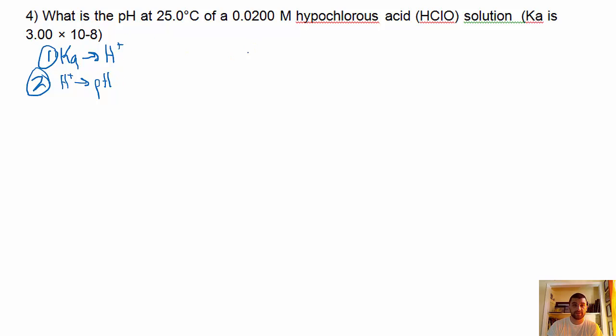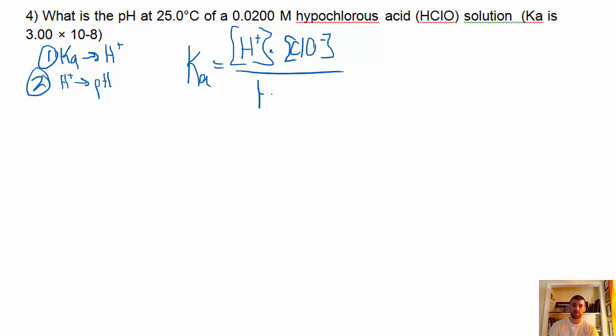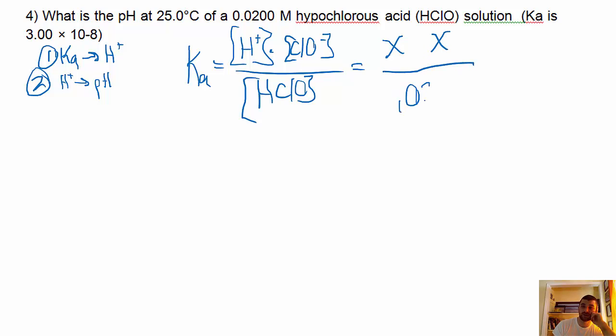All right, well, let's set it up. I got my Ka is going to equal the H+ concentration times the ClO- concentration all over the HClO concentration. All right, well, let's figure this out. We're going to have X amount of H+, we're going to have an equal amount of ClO- all over, well, we started with 0.0200 molar minus the amount that dissociated, right?